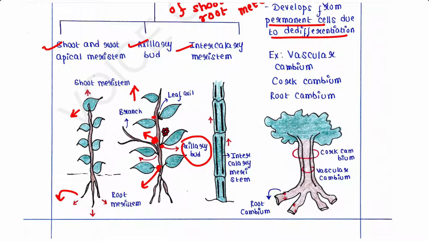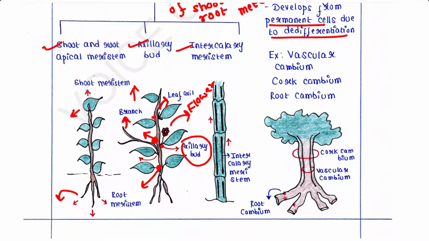Such buds are present in the axils of leaves, like this. Now, they are capable of forming a branch like this or a flower like this. So, these are axillary buds.